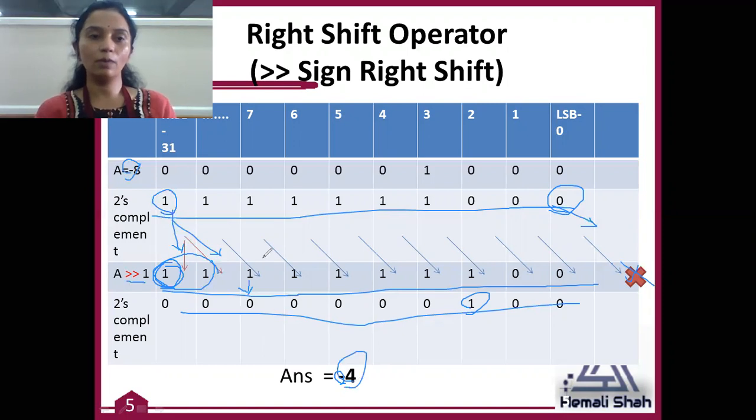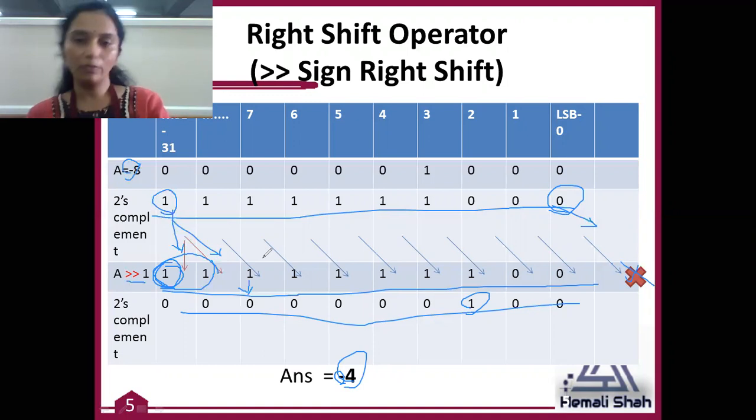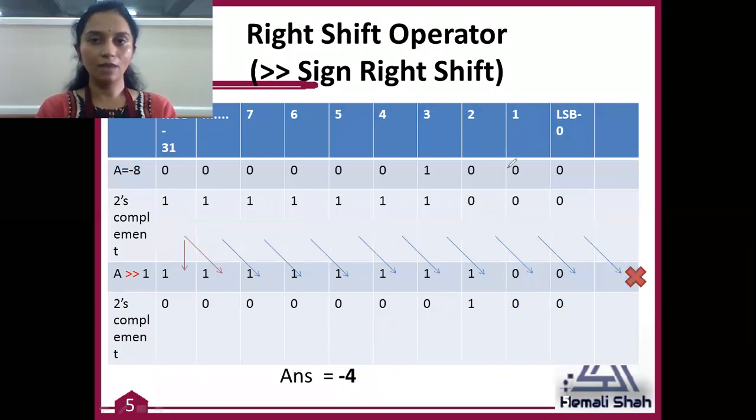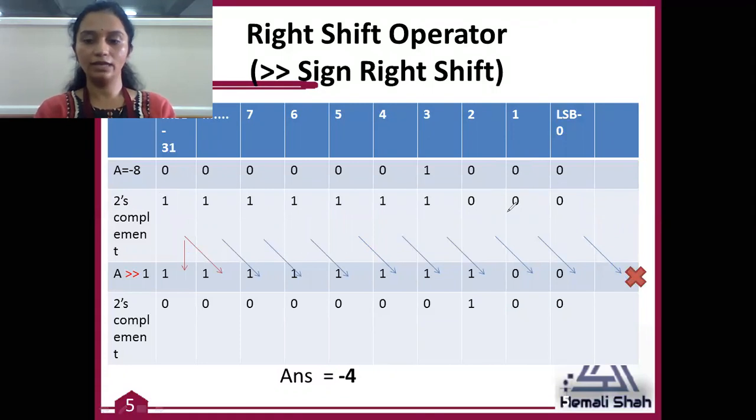So whenever you perform the right shift operation, which is the signed shift operator, you always get the actual value divided by 2. See here, in the previous example I took 8 and got the answer 4. In this example I took -8 and we are getting the answer -4.